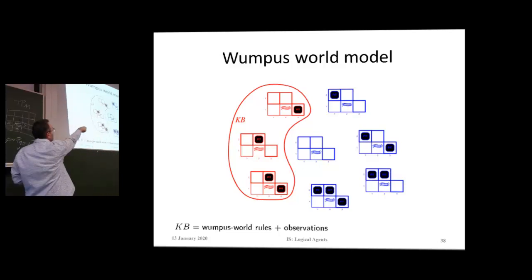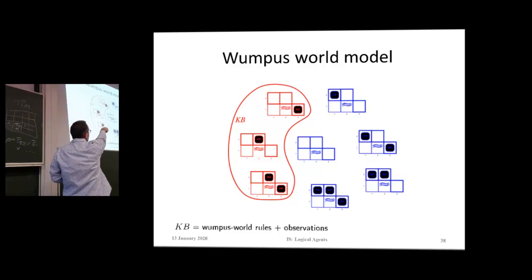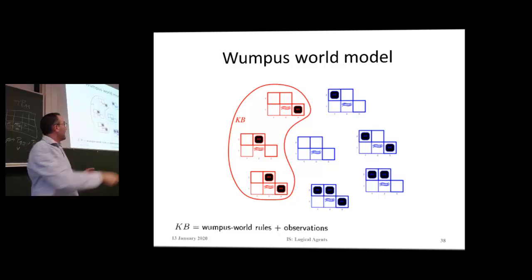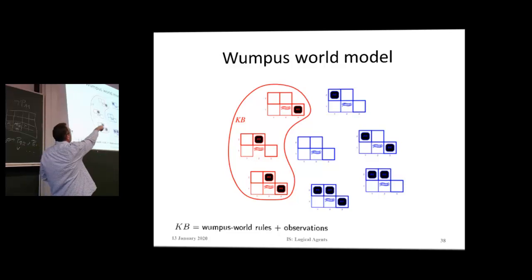It's about those three of the interpretations of the variable pit in 1, 2, or pit in 1, 3. Only those three are consistent with the knowledge that we have about the game engine, the rule and the observations. And the others are not. Yeah? So the knowledge base is Wumpus world plus the observations, and these are the three models of this knowledge base.